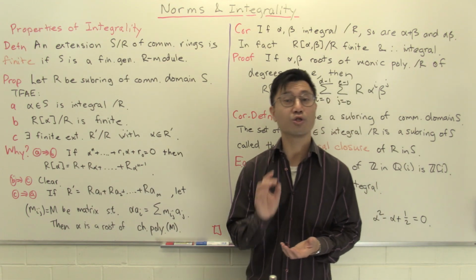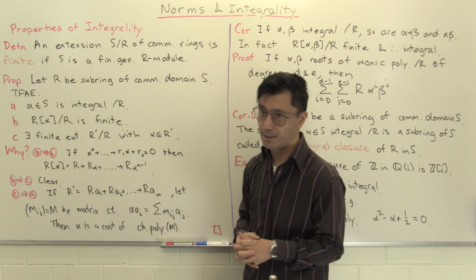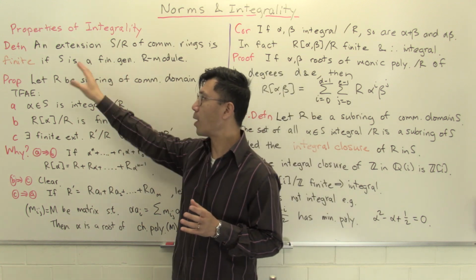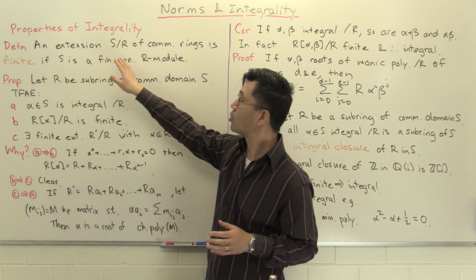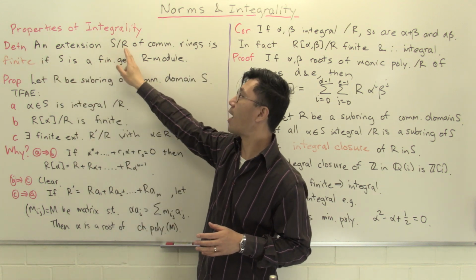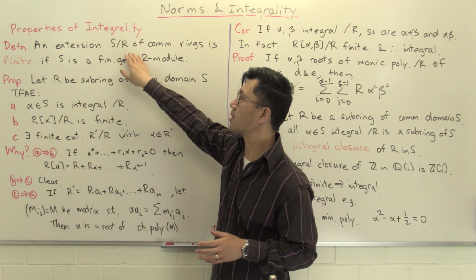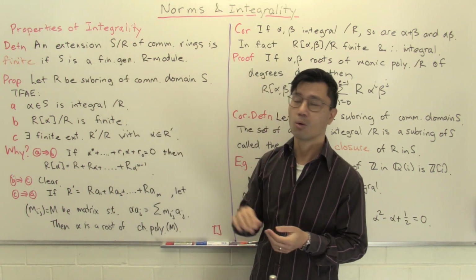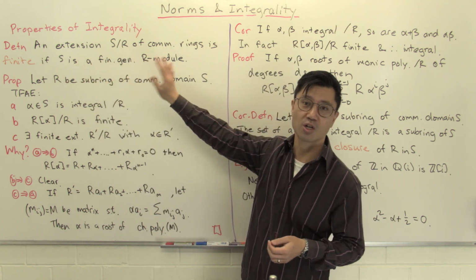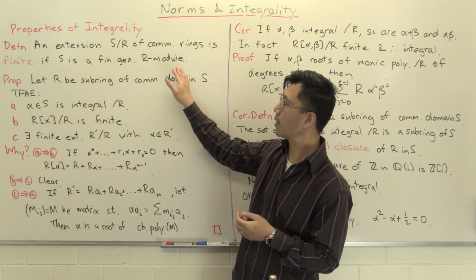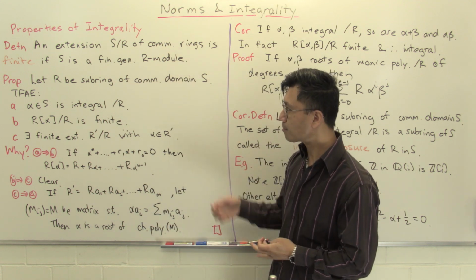Having introduced the notion of integrality, let's look at some important properties of integrality. And to do so, the best way is to introduce the following definition. Suppose you have two commutative rings, S and R, and this is an extension of commutative rings, so R is a subring of S. We'll say that this extension is finite if S is a finitely generated R-module. So this is very similar to the idea of a finite extension of fields.